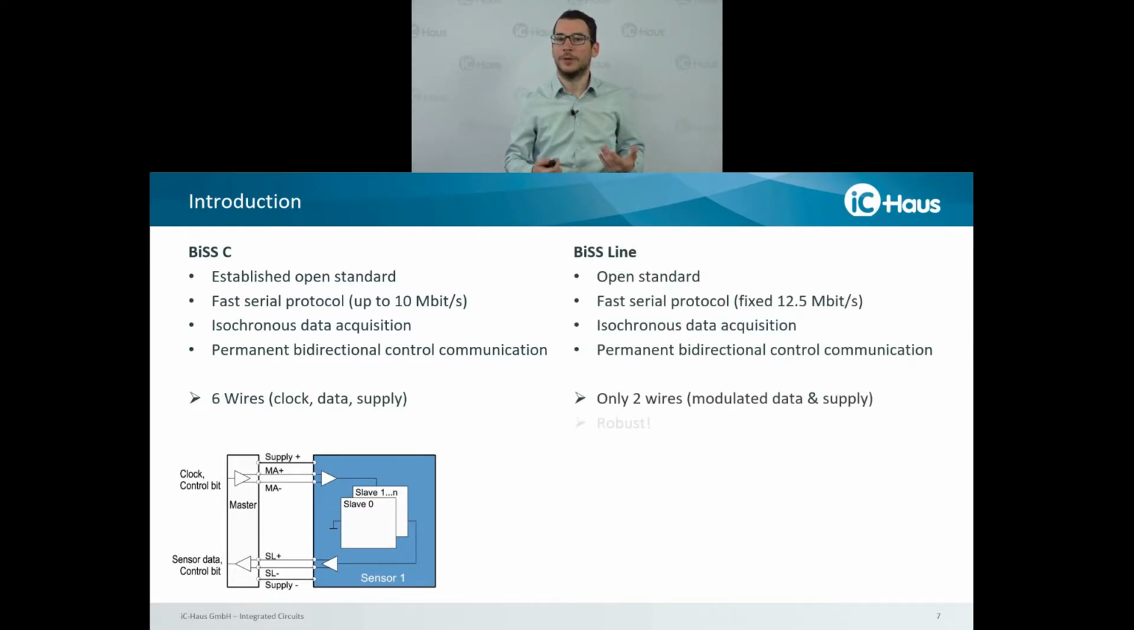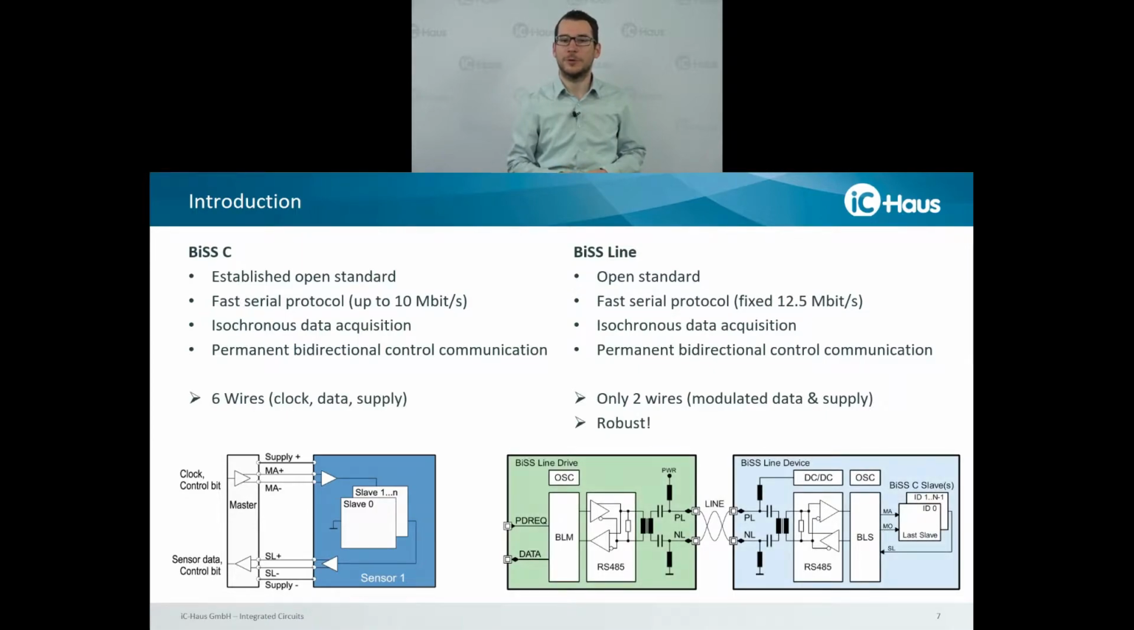BiSS Line is also a fast serial protocol for isochronous data acquisition and enables a permanent bidirectional control communication. Compared to BiSS C, BiSS Line requires only 2 wires, since data and power supply are modulated. One important fact about BiSS Line is its robustness, and I'm going to show you the techniques that BiSS Line uses to enable a robust data transmission.